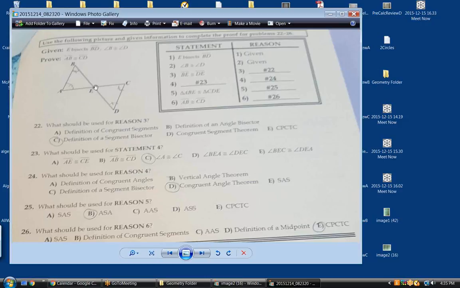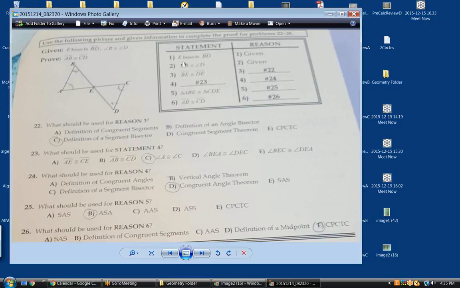So we're given that E bisects BD and that angle B is equal to angle D. We're trying to prove that AB is congruent to CD. So if we're trying to prove AB is congruent to CD, at some point we're going to have to prove what? A, B, C, D, that they are parallel? Good guess, but these two triangles are congruent. We're going to have to prove they're congruent.